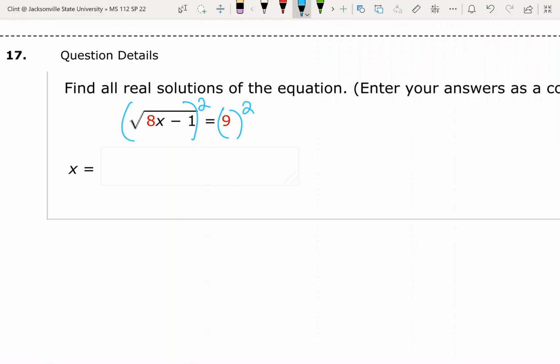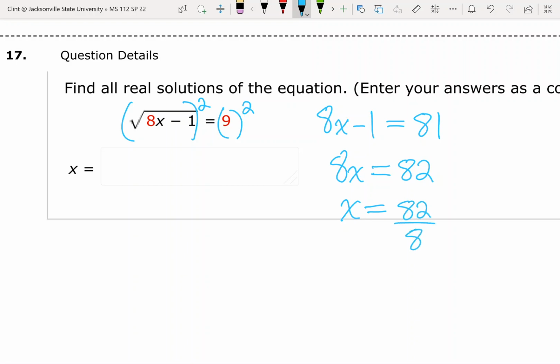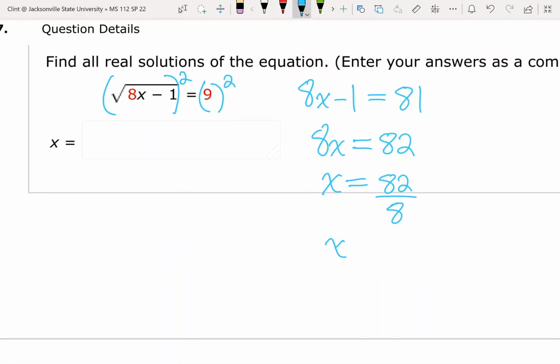Okay. So if we square the left side, it cancels out with the square root. We get 8x minus 1. Then on the other side, 9 squared. That's 81. If we add 1 to both sides, 8x equals 82. Divide both sides by 8. Looks like they're both even, so let's see, that's 41 over 4. 41's prime, so not a pretty answer.